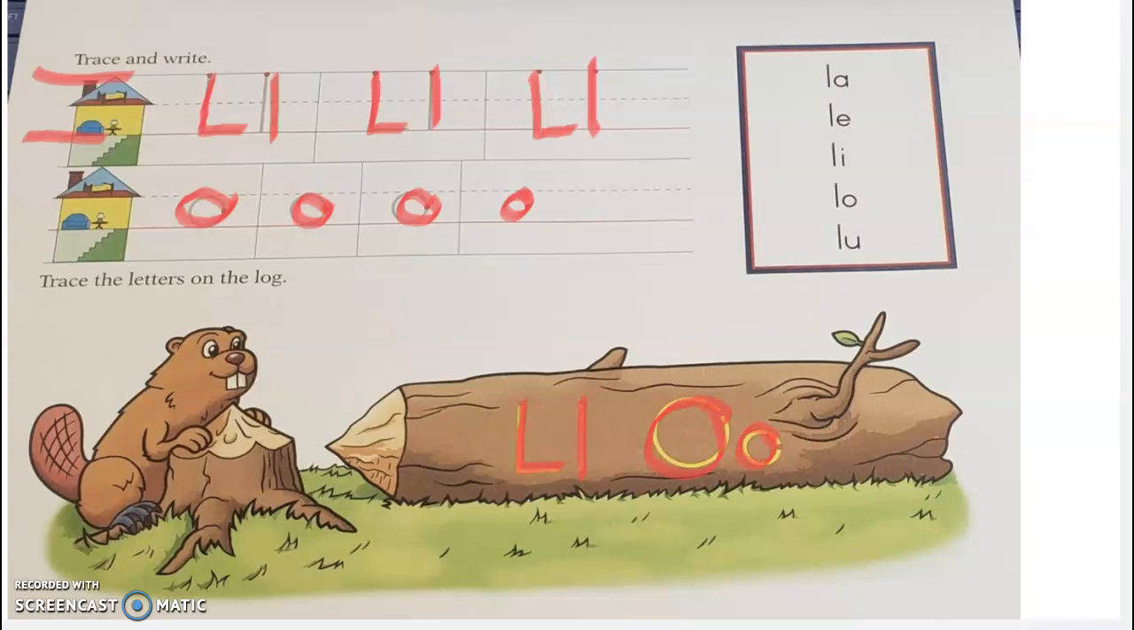Now this is neat over here. Let's do this. We're going to blend these. We know that L says ul, and we know what our vowels say, right? A, e, I. So let's blend this.